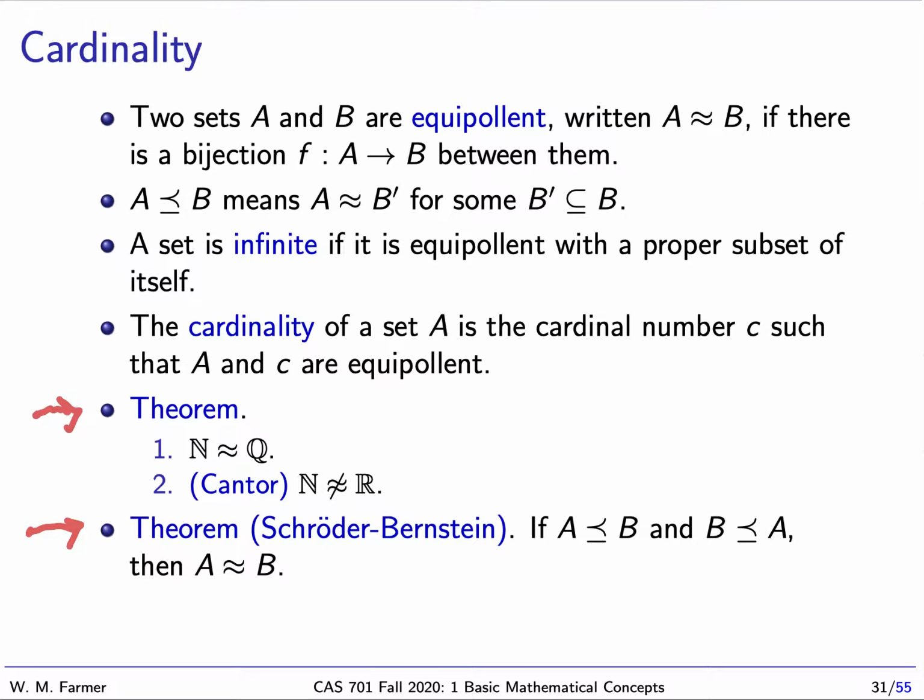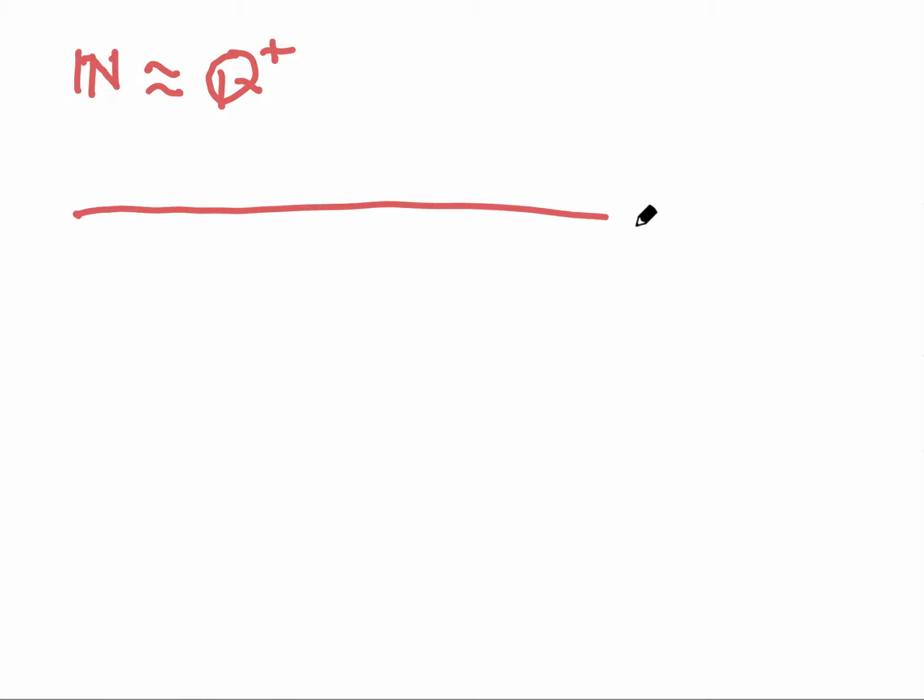So what I'm going to do is show something a little different. I'm going to show that the natural numbers is equipollent with the positive rationals. Now, it's pretty easy to see that if the natural numbers is equipollent with the positive rational numbers, it's equipollent with all rational numbers. So here's how I'm going to do it. I'm going to write down a big infinite grid of all the positive rational numbers.